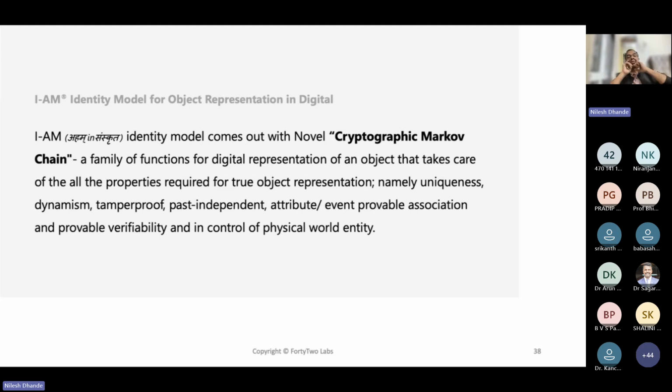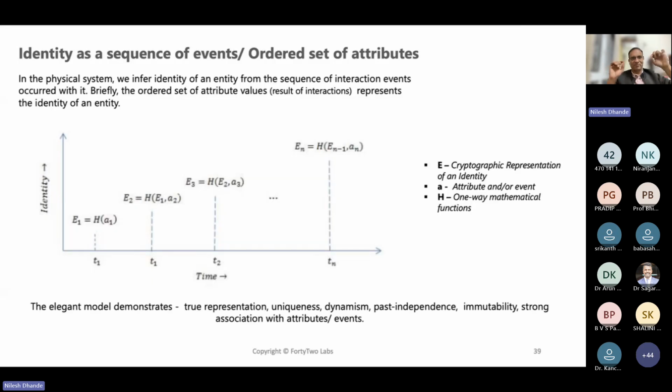Now, this is the model that we are proposing, which is the IAM identity model, which is basically all of these things that we have spoken about: uniqueness, dynamism, tamper-proof, past independent, attribute and event provable association. So instead of looking at an identity as a static identifier, we said, why don't we come out with a model which is a tamper-proof chain of events over a time dimension. A tamper-proof chain of events over a time dimension.